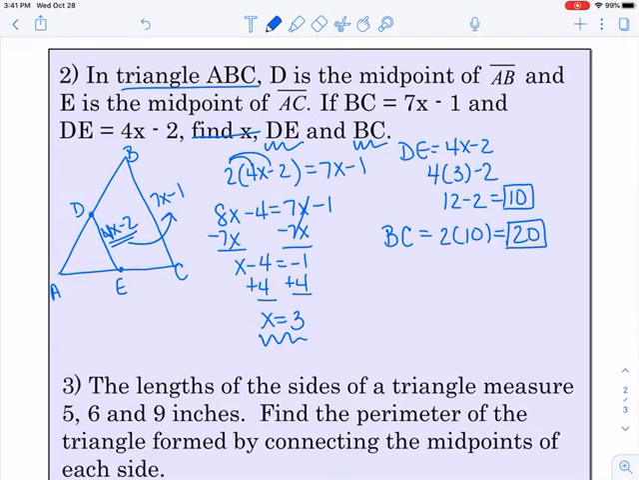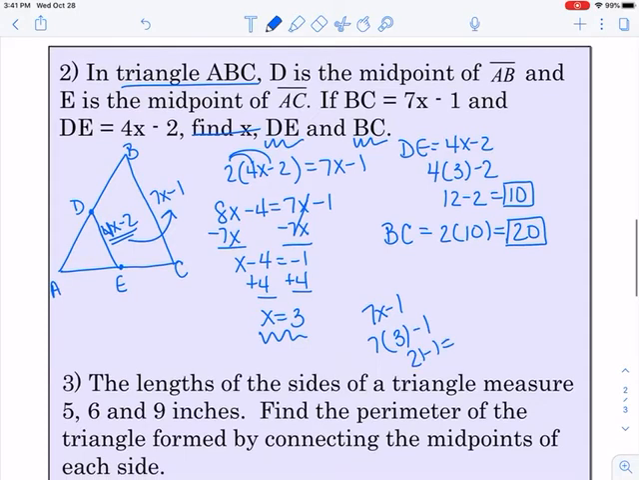Hey, if you don't want to do it that way, you could have taken the 7x minus 1 and plugged the 3 in again and found the value. 7 times 3 is 21, and 21 minus 1 is 20. And that's exactly what we got when we did it the lazy man's way. So either way, you can get it. Doesn't matter.